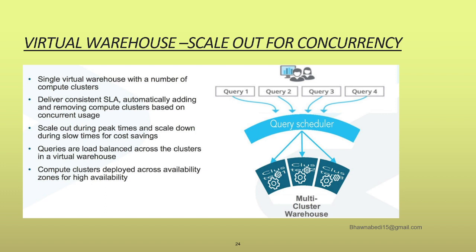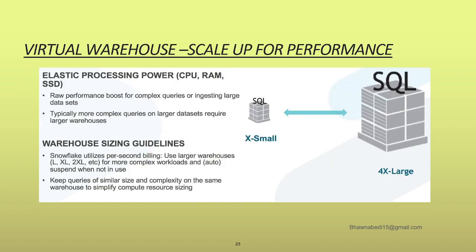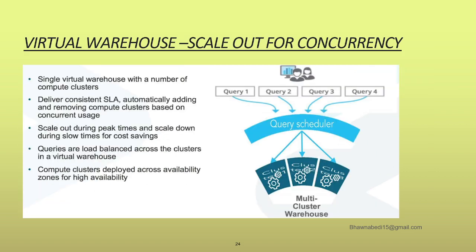Now remember that the scale out is for concurrency. In virtual warehouses, the number of compute nodes is increased by choosing the size over here, like XL, small, and so on. What you are trying to do over here is increase the number of compute nodes in the cluster.